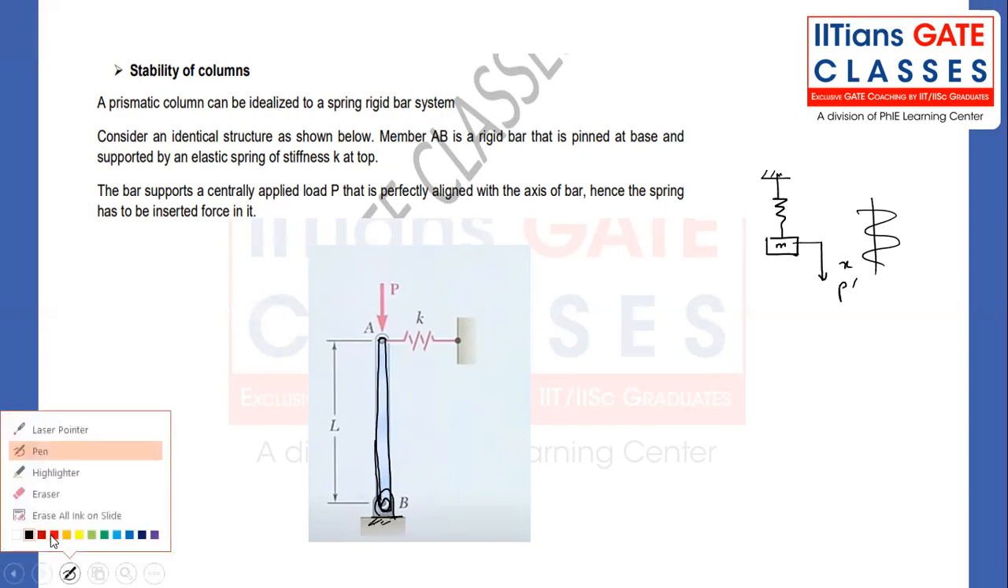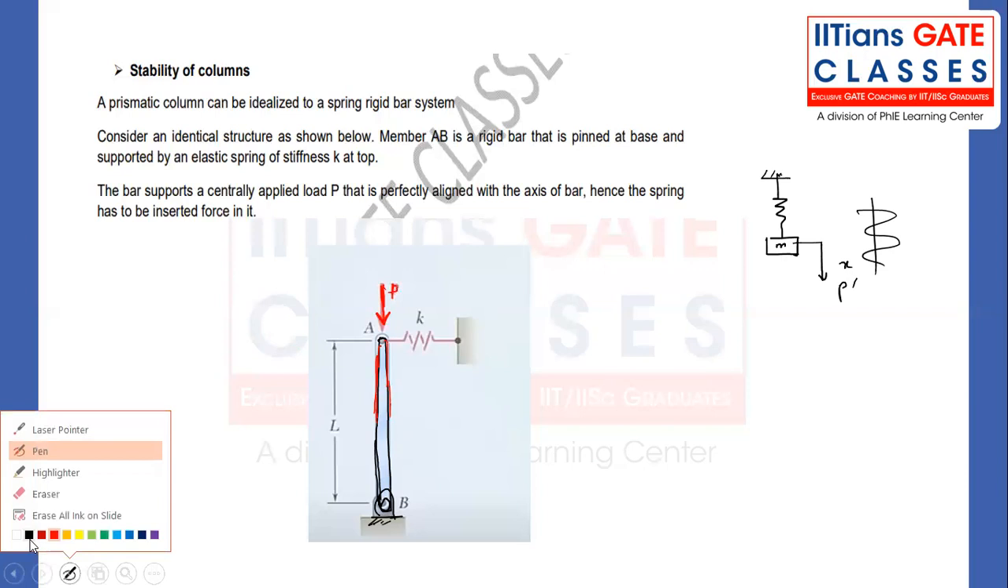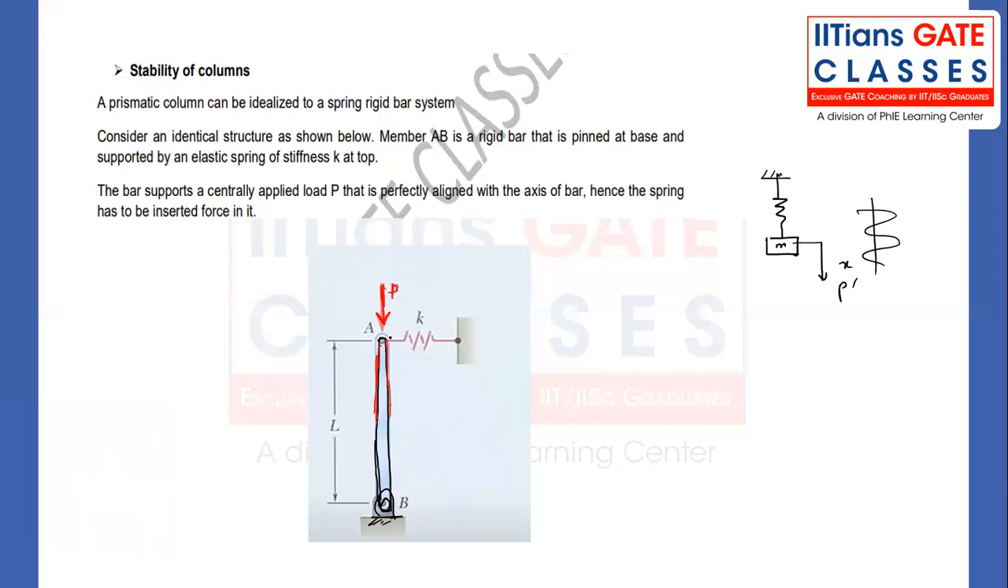Now, try to understand, my dear friend, this column is being subjected to some kind of axial compressive load, as you can see. P amount of load has been applied, and a spring with some stiffness has been placed, just to reduce the lateral deflection. At the bottom we have the support, and at the top we have provided the support in the form of a spring force.